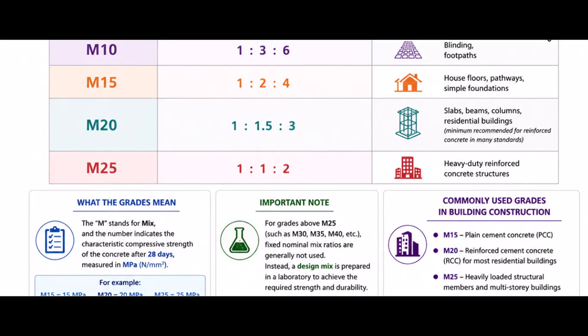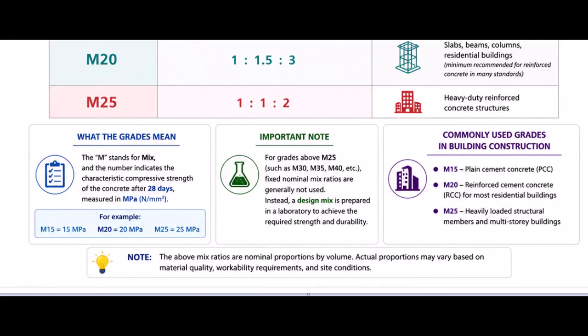For example, M15 is equal to 15 megapascal, M20 is equal to 20 megapascal, M25 is equal to 25 megapascal. In our next video, I'm going to be explaining more about characteristic compressive strength of concrete. So do well to tune in and watch the video.